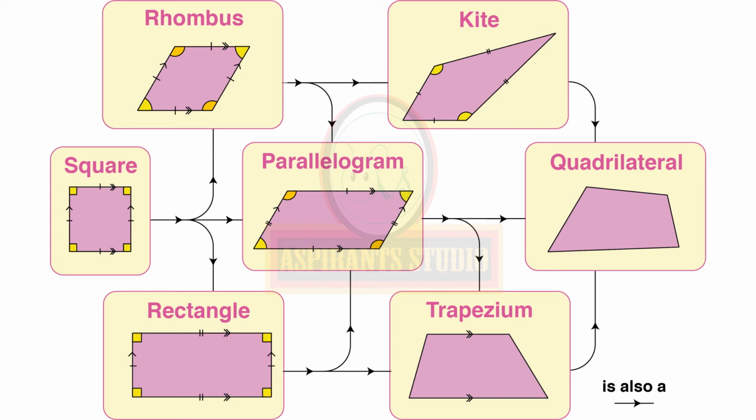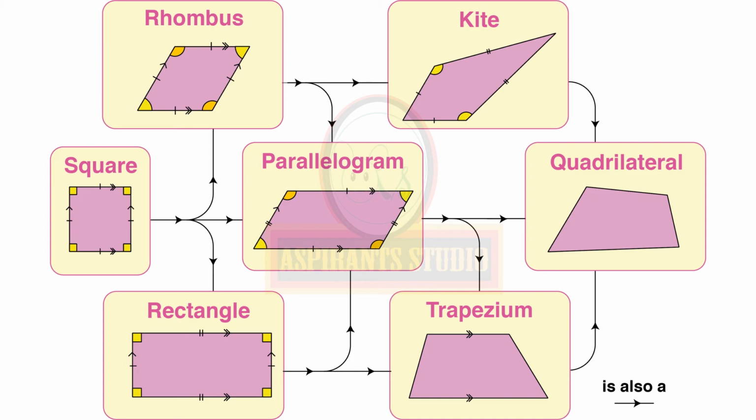A square is also a quadrilateral. A rhombus is a quadrilateral. A rectangle is a quadrilateral. A parallelogram is a quadrilateral. A kite is a quadrilateral. A trapezium is also a quadrilateral.